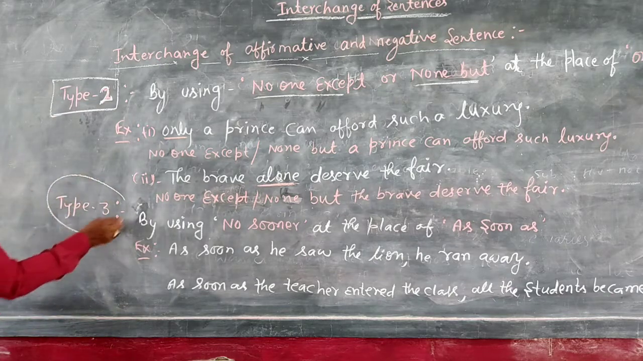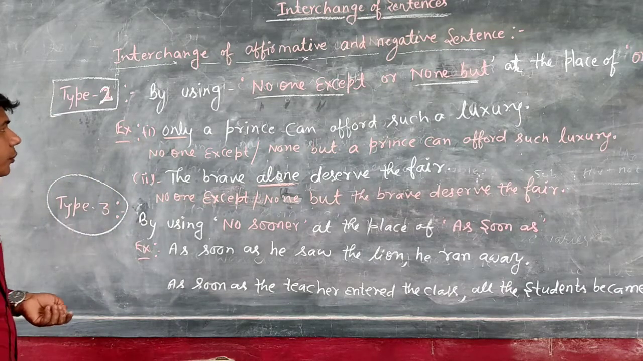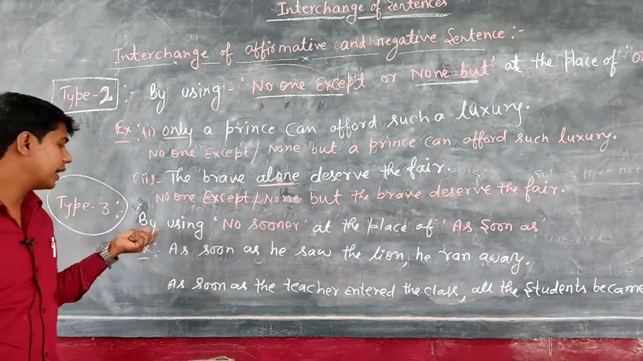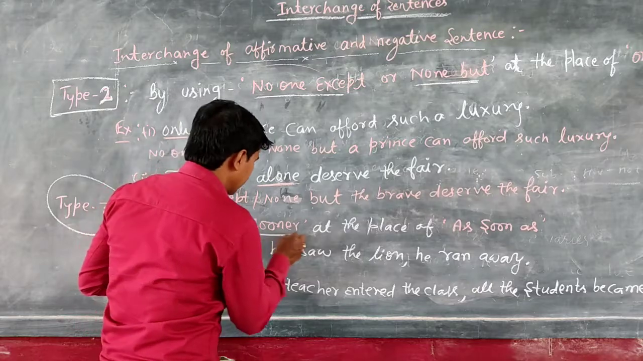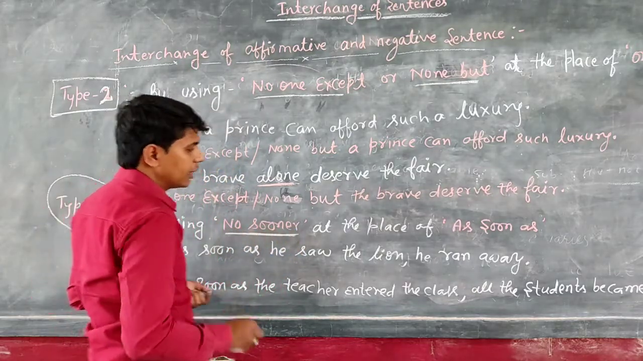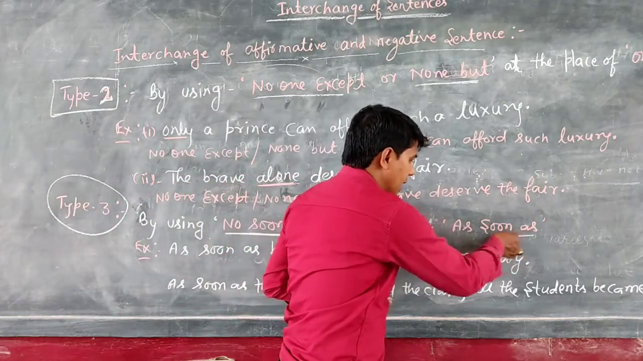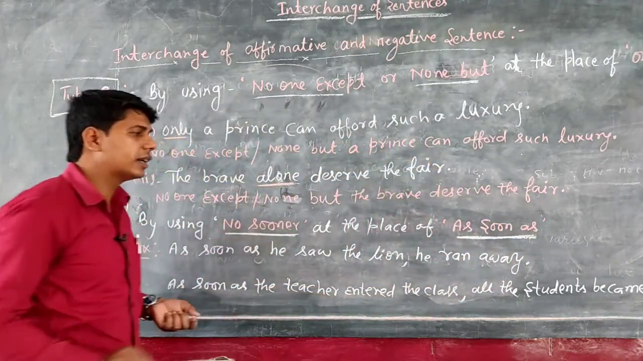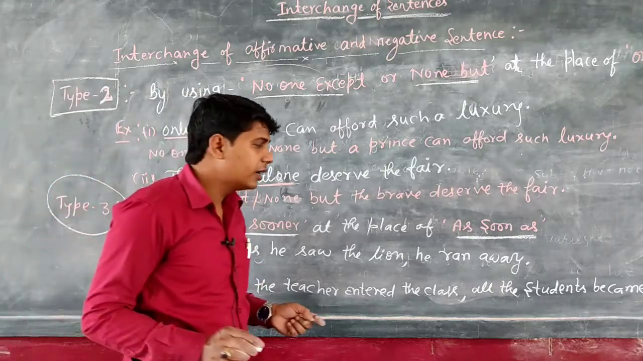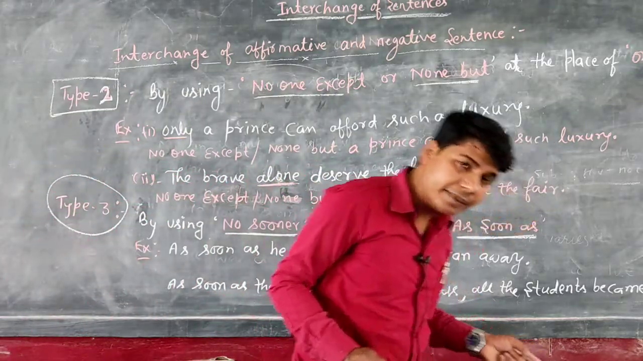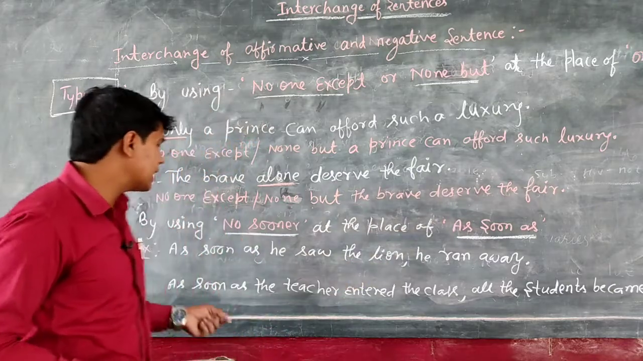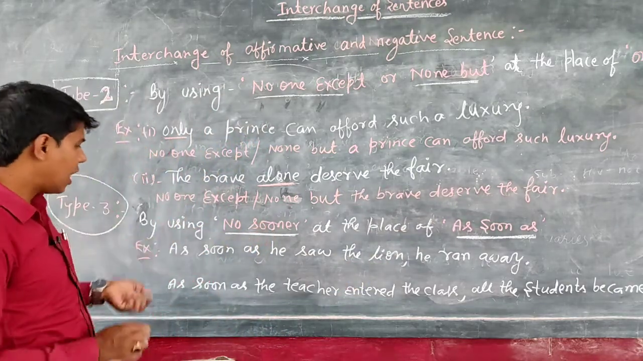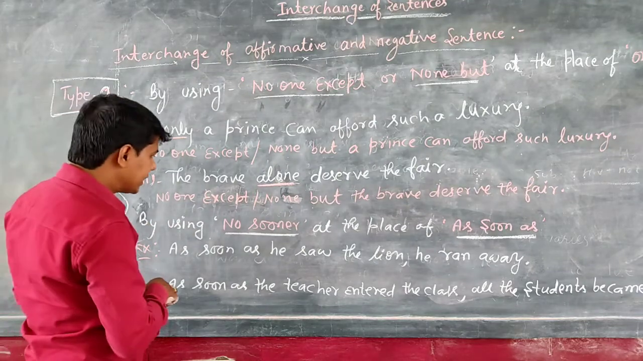Now see type third. We can also interchange an affirmative sentence into a negative one by using no sooner at the place of as soon as. Okay? If the affirmative sentence starts with the words as soon as, then when you are asked to change into negative, at the place of as soon as, you will write no sooner. So let's see how to change. You can see the example.